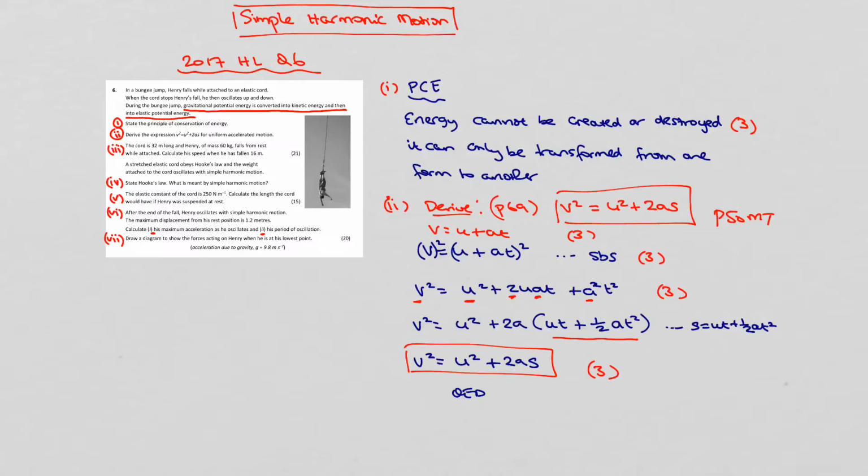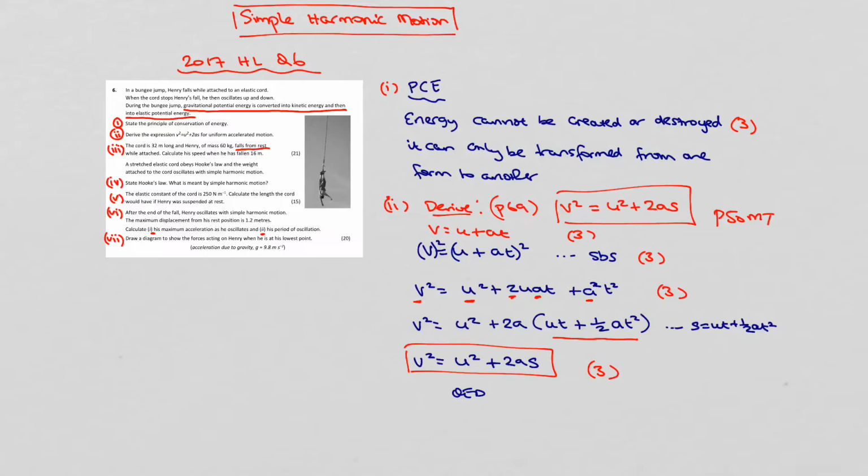Okay, so the next thing we want to do then is look at part 3, where we have the cord is 32 meters long and Henry has a mass of 60 kilograms. He falls from rest. Okay, so just underline falling from rest. That means his initial velocity is 0. And we have to calculate his speed when he has fallen 16 meters.